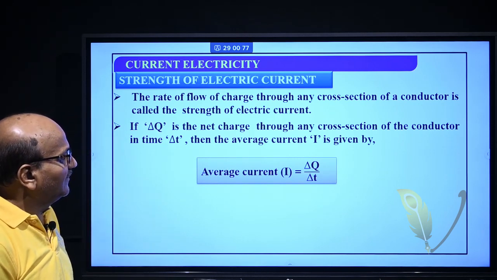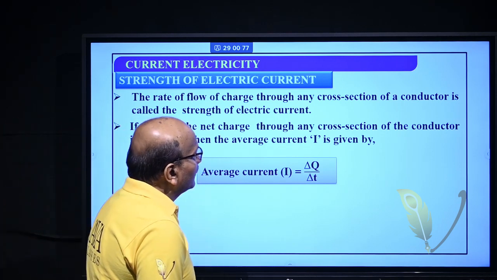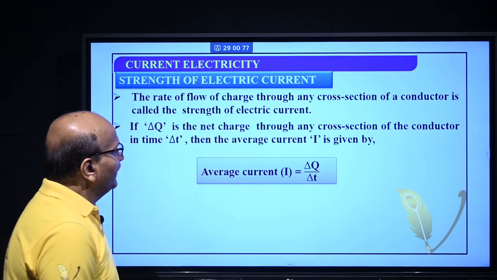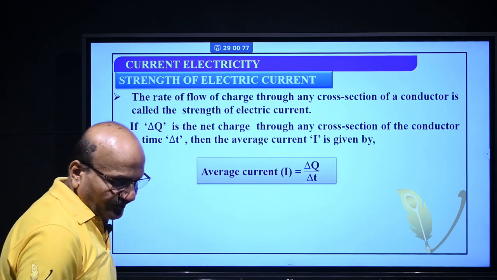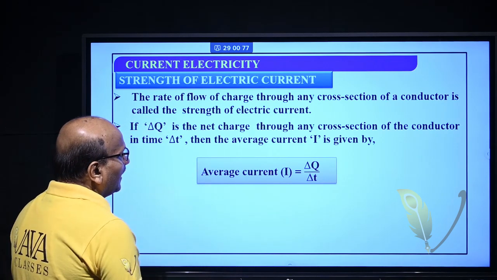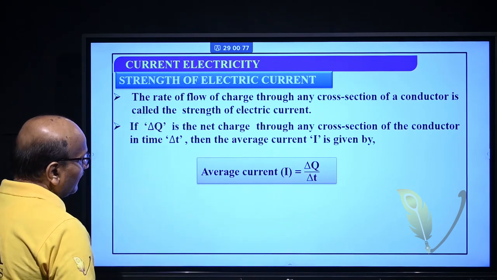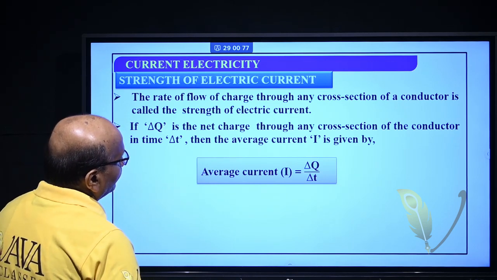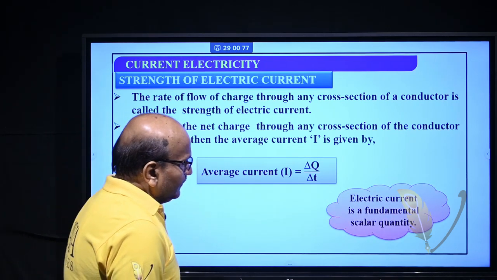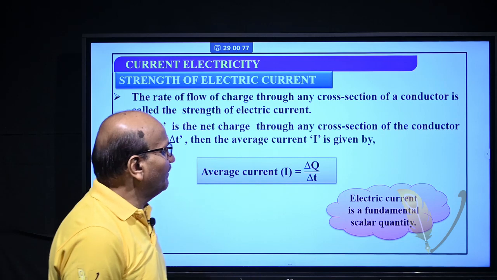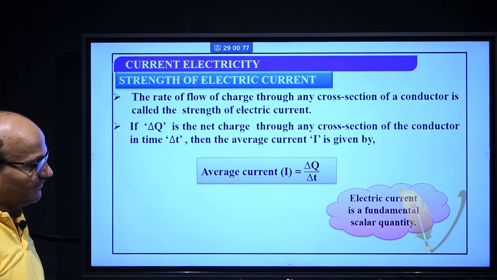If delta Q is the amount of charge flowing through a conductor in time delta t, then we can write average current I is equal to delta Q by delta t. That is simply charge flow by time. This is the average current. So, it is a fundamental scalar quantity. Current is a scalar quantity.